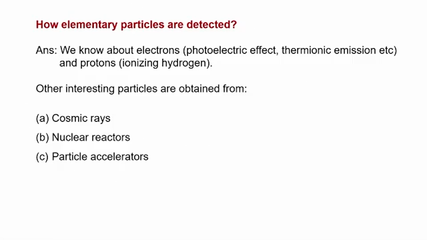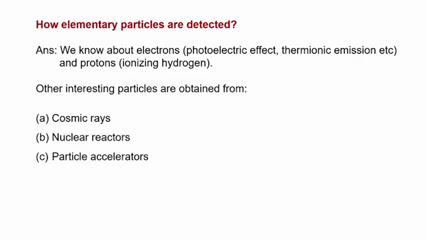So, how are these elementary particles detected? We know about electrons, we have already studied them: photoelectric effect, thermionic emission, and also the Compton effect. We know about protons as well, which are obtained by ionizing hydrogen. Hydrogen is the simplest atom, which has one proton at the nucleus and one electron in the extranuclear region, in the outermost orbit. There is just one orbit.